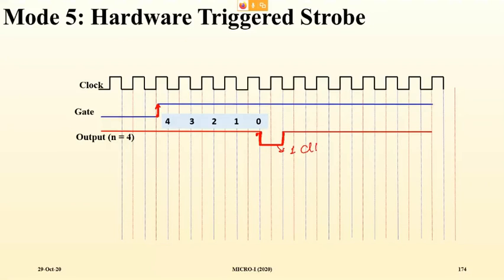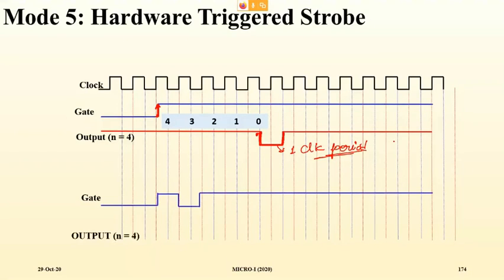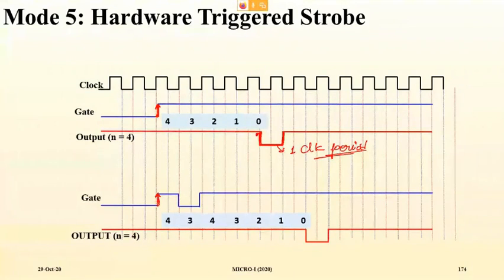One clock period. Okay, and the same will be for the gate's operation. If you deactivate the gate in the middle of the count, assume the transition from low to high took place here in this case. So the count started from 4, but unfortunately you made the gate low again. So the gate went from high to low, so it deactivated the count.